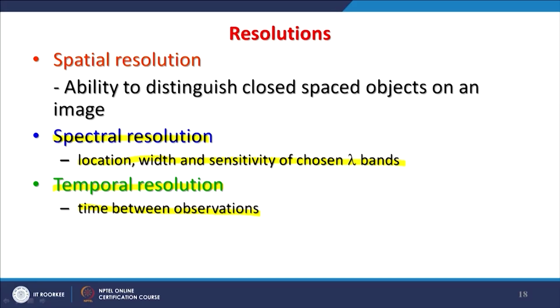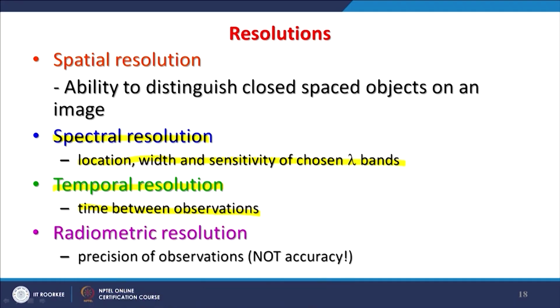So it can revisit the same area maybe twice a day, as in NOAA AVHRR data, which has 1 kilometer spatial resolution. But a satellite like IKONOS, which has 1 meter resolution, will visit that area maybe after 30 or 40 days, and the swath width is only 11 kilometer because of that. So there is an inverse relation between spatial resolution and temporal resolution. The higher the spatial resolution, the poorer the temporal resolution, and vice versa.